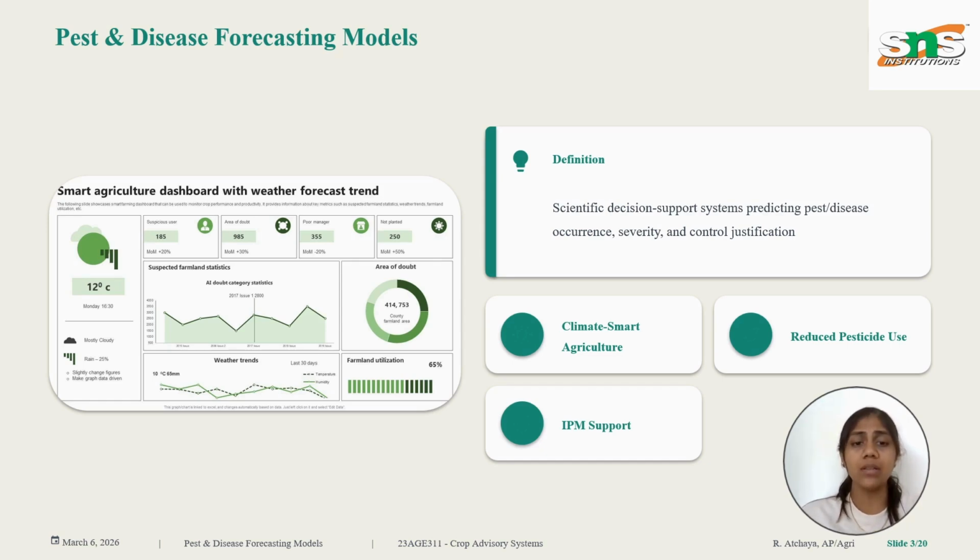For example, if weather conditions indicate a high chance of fungal disease next week, the farmer can take preventive action early. This is much better than waiting until severe symptoms appear. So, forecasting helps us move from treatment to early prevention.